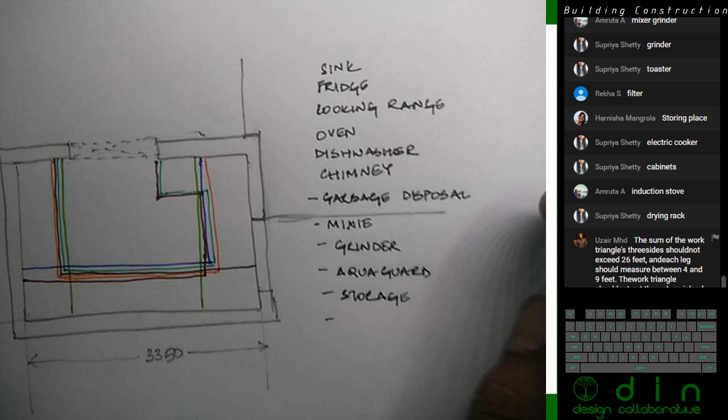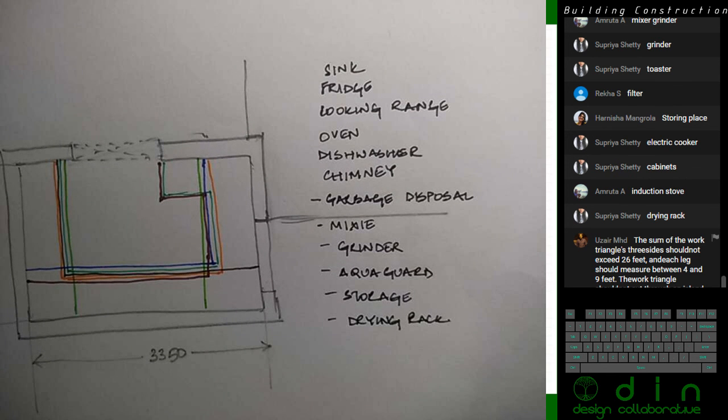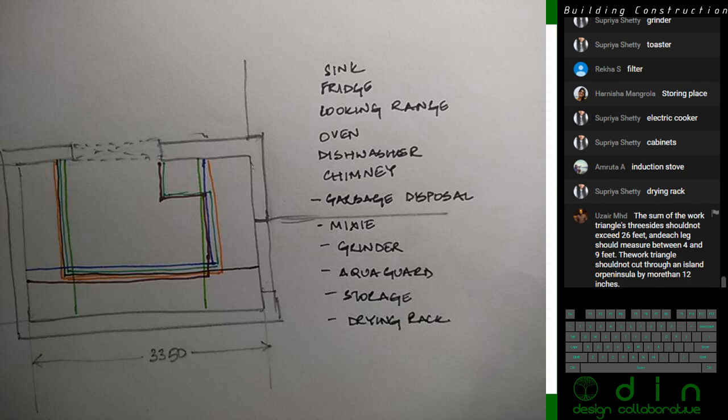The work triangle: the three sides should not exceed 26 feet. Each leg should measure between 4 and 9 feet. The work triangle shouldn't cut through an island or peninsula by more than 12 inches. But what do the three sides of a work triangle actually include? Interesting definition there. Shelves. I'm going to say storage shelves.